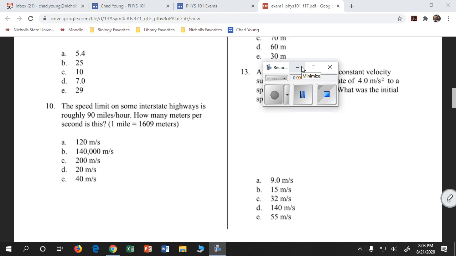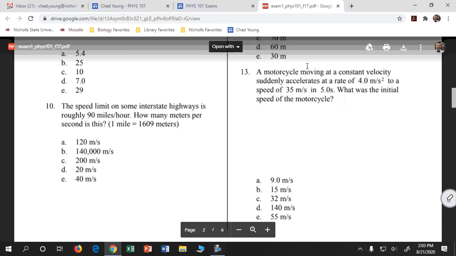So first, before I take your questions, I had a student that asked a question about number 13. This is the Fall 17 Exam 1. It was on one of the quizzes today.